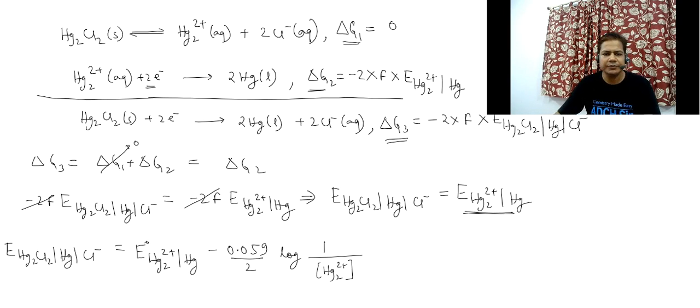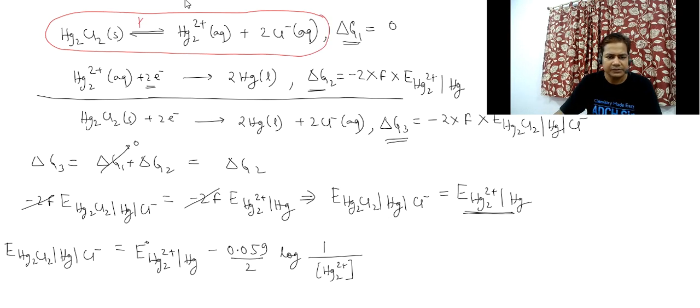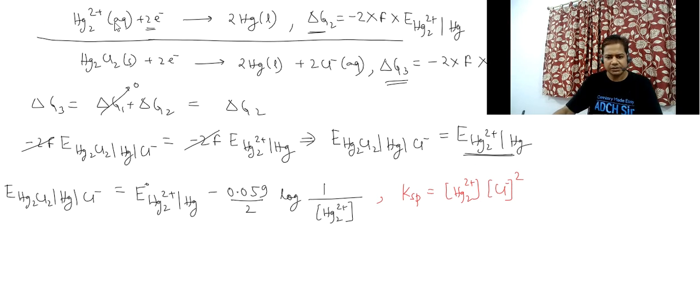We'll use this equilibrium. Which equilibrium? We'll use this first equilibrium. For the first equilibrium we can write the Ksp will be equal to the concentration of Hg2 plus into Cl minus whole square. So therefore we'll get the concentration of Hg2 plus is equal to Ksp upon Cl minus whole square. Let us substitute this value in the above expression.